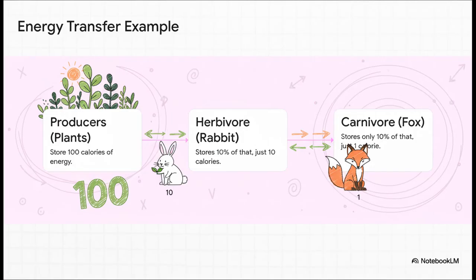Okay, let's make this super clear with some easy numbers. Let's say a bunch of plants have 100 calories of energy locked up inside them. A rabbit comes along and eats those plants. Out of those 100 calories, it only gets to keep about 10. Then a fox comes and eats the rabbit, and guess what? The fox only gets one single calorie from that entire chain. That's nature's energy tax for you, and it is brutal.